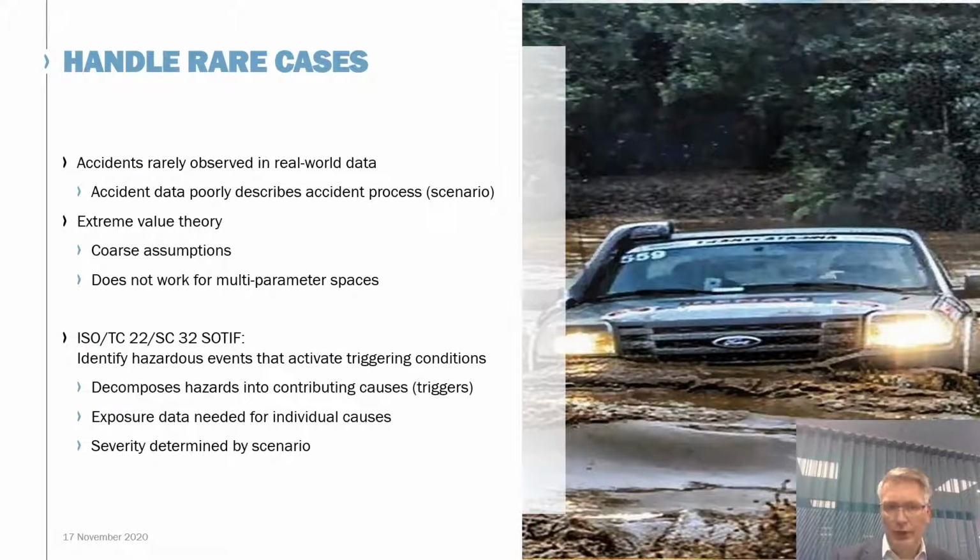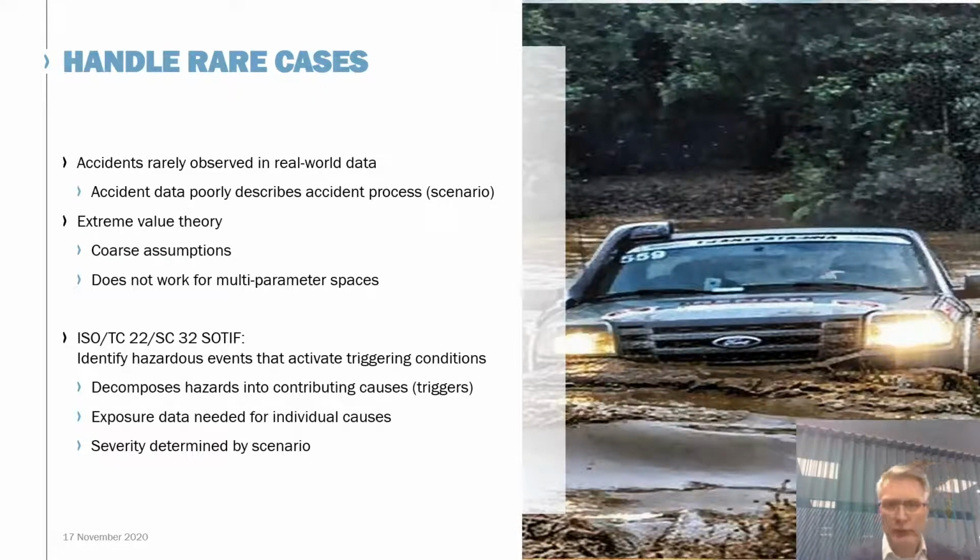The last challenge is to handle rare cases. We all know that if you drive around on the road, it takes a long time to actually observe and measure an accident. And it would also be very costly to be involved in a measurement with your nicely equipped car.